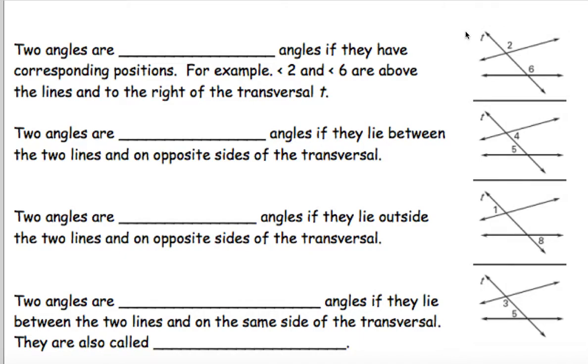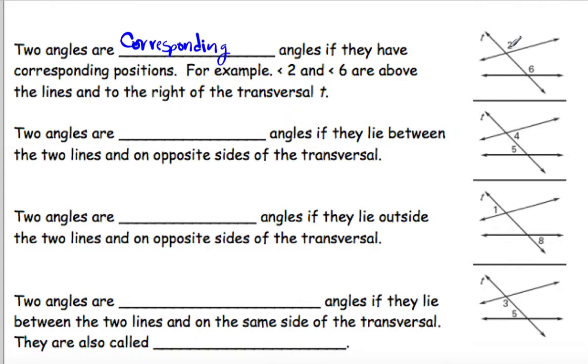Here's where we're going to talk about the different types of angles that are formed by a transversal intersecting two lines. It says two angles are blank angles if they have corresponding positions. These are called corresponding angles, because they have corresponding positions. So that one's pretty easy to remember.